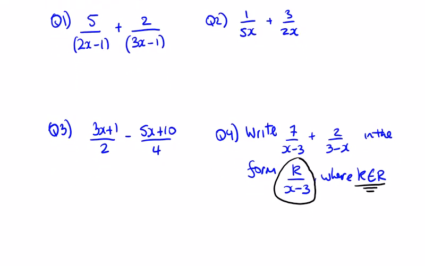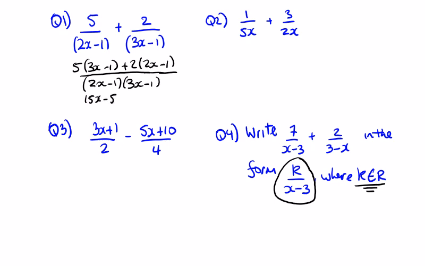Okay, let's look at the solutions. Following the same rules that we've agreed on before, 2x minus 1 by 3x minus 1. 5 by 3x minus 1 plus 2 by 2x minus 1. So you should see we're just rearranging and then using our basic algebra knowledge from before, multiplying brackets to get 15x minus 5 plus 4x minus 2 over 2x minus 1 by 3x minus 1.